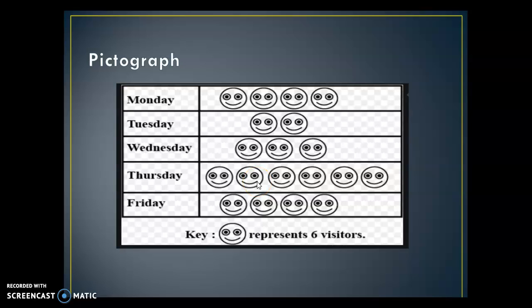Likewise, on Tuesday, we can see that there are 2 smiling faces. So a total of 6 into 2, 12 visitors have visited. On Wednesday, 3 smiling faces, which means that 6 into 3, 18 visitors have visited. Likewise, we can come to the conclusion on Thursday and Friday how many visitors have come.